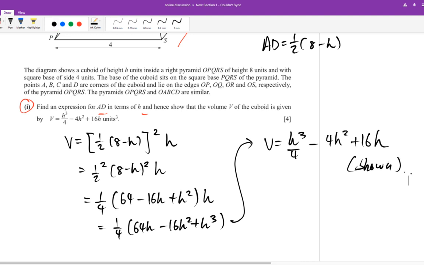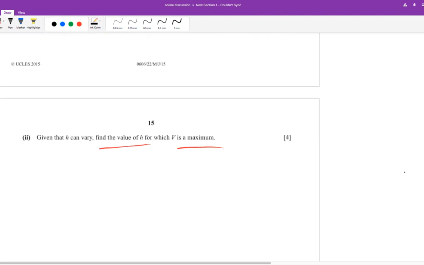And then the next part is you just do the differentiation. You just set dV/dh equals to 0. You will find out the value of h. Then you're done. Okay, it's not too bad. Yes, so yeah, I guess that's all for today.